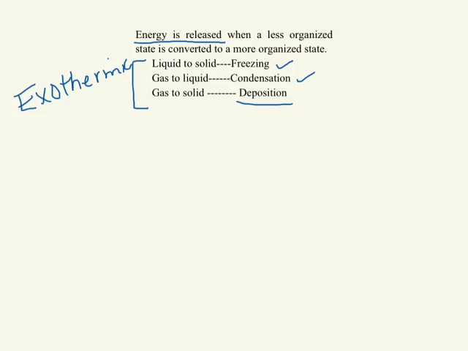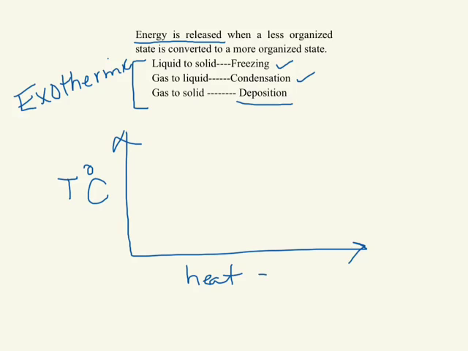Now, these phase changes can also be represented in terms of heating or cooling curves. For example, let me draw a graph here. The y-axis is the temperature in degrees Celsius, and the x-axis is heat added. Let's put some temperatures here: minus 15 degrees Celsius, 0, 15, 100, and so on.